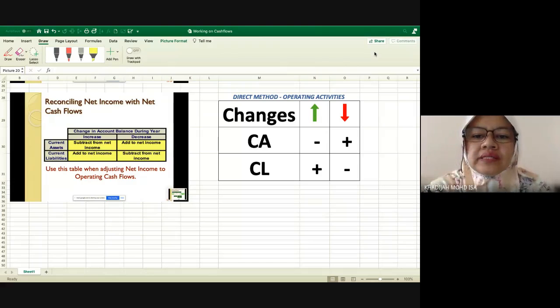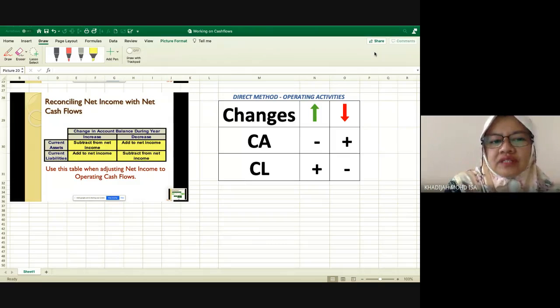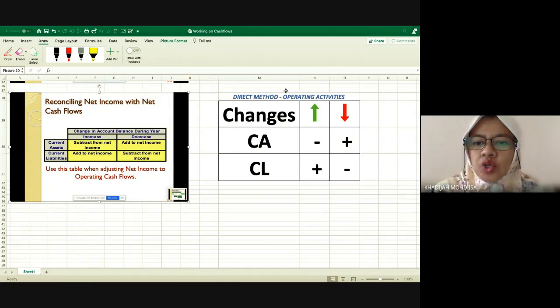What you see now is actually the translation of the table in your PowerPoint. You see here, for the direct method, operating activities, for the current assets and current liabilities. Whenever there is an increase of a current asset, you minus. If there is a decrease in your current asset, you plus. But for current liability, if there is an increase, you plus, but if there is a decrease, you minus.